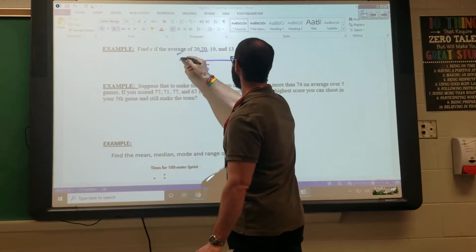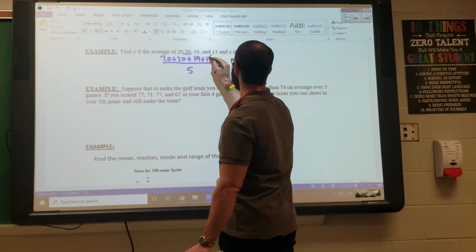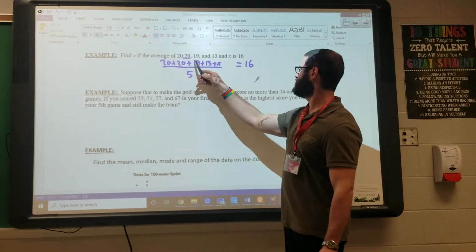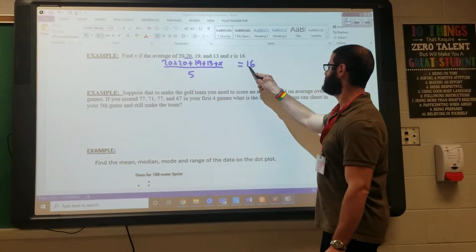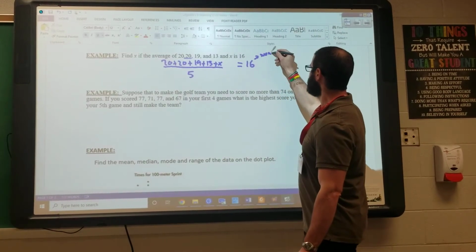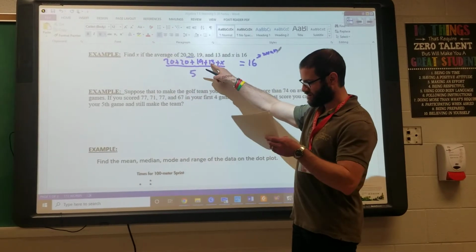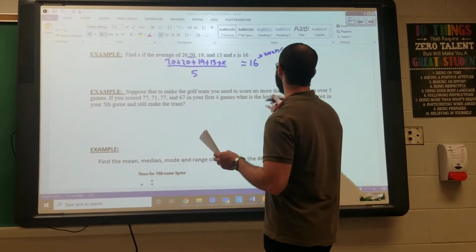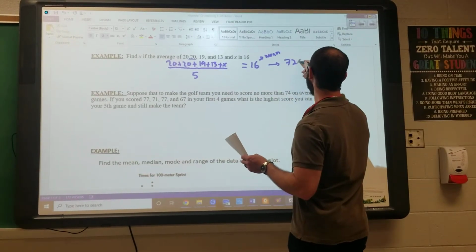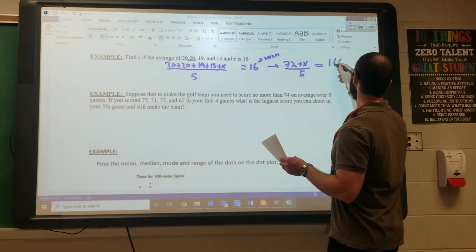So we would do 20 plus 20 plus 19 plus 13 plus x, and the sum of all those terms over 5 is 16, because 16 is your mean. Let's simplify that a bit. If I add these numbers together, I get 72. Now I have 72 plus x over 5 equals 16.